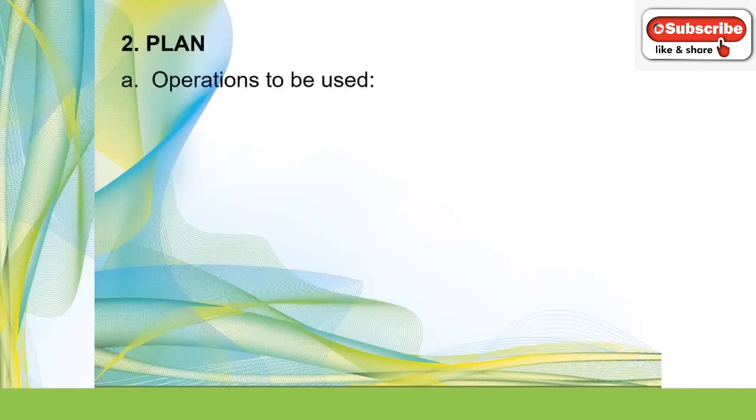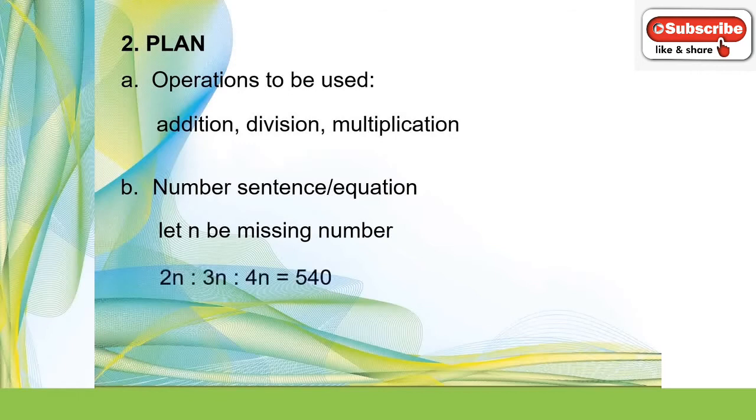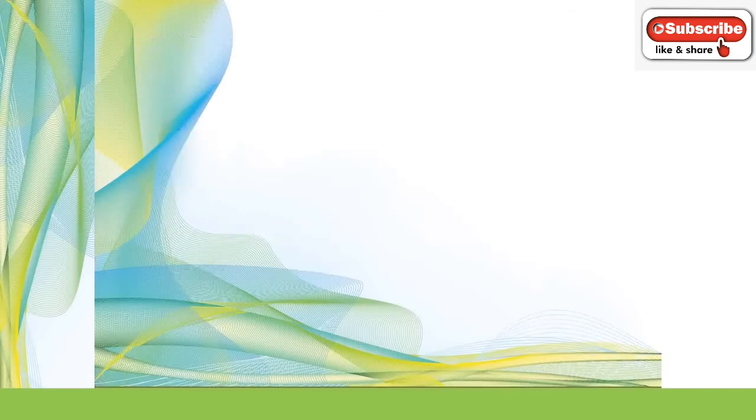Your plan includes the operations to be used and the number sentence or the equation. Addition, division, and multiplication are the operations to be used to solve the problem. And to write the number sentence, let n be the missing number. So our equation now is 2n:3n:4n equals 540. The third step is to solve the problem.